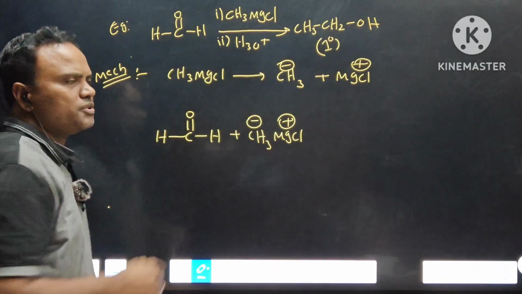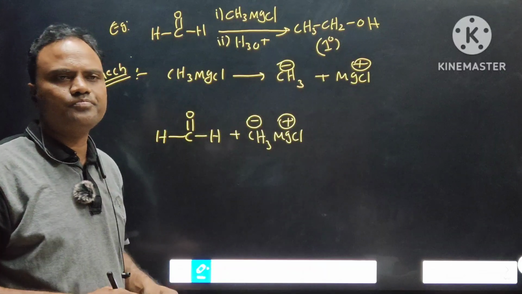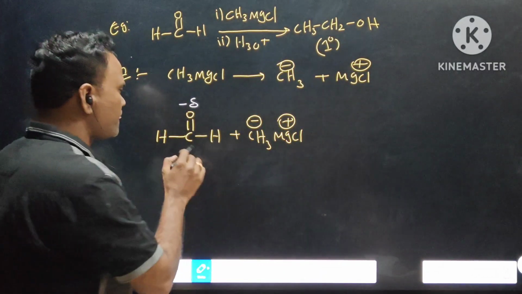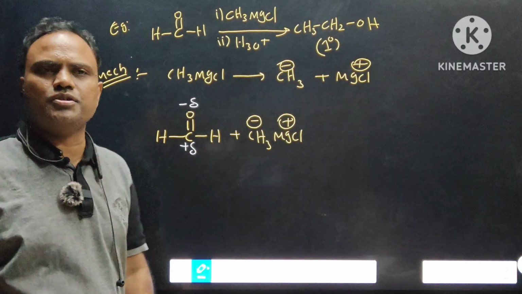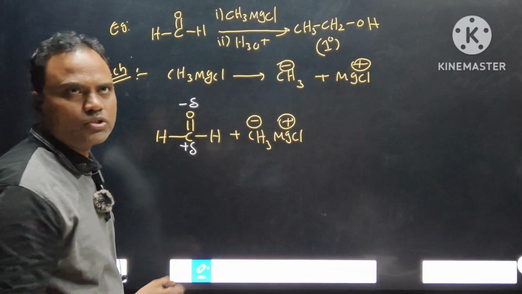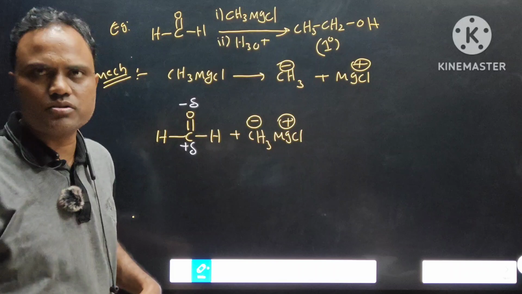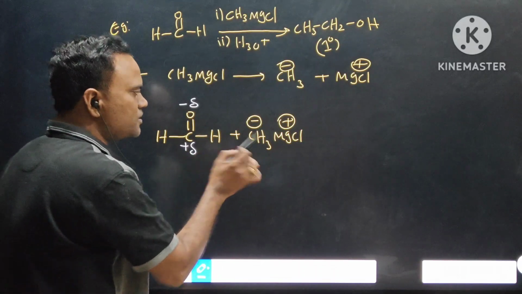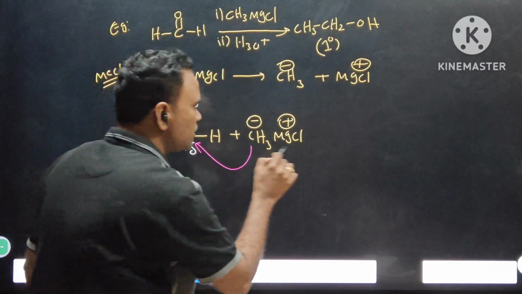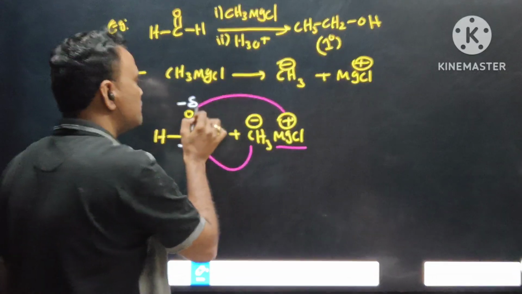In the carbonyl group, C double bond O, which is more electronegative, carbon or oxygen? Oxygen is more electronegative, so oxygen gets a negative charge and carbon will get a positive charge. Now oppositely charged species will add together, or oppositely charged ends join together. Carbon plus, carbon minus addition. This MgCl plus is positive, so it will go towards oxygen.